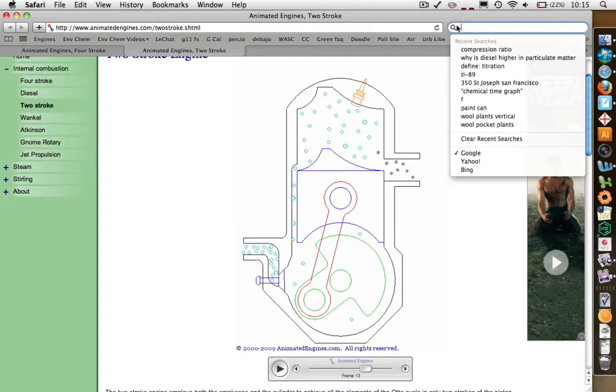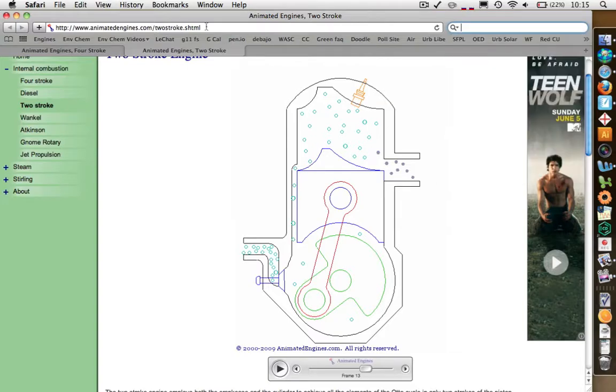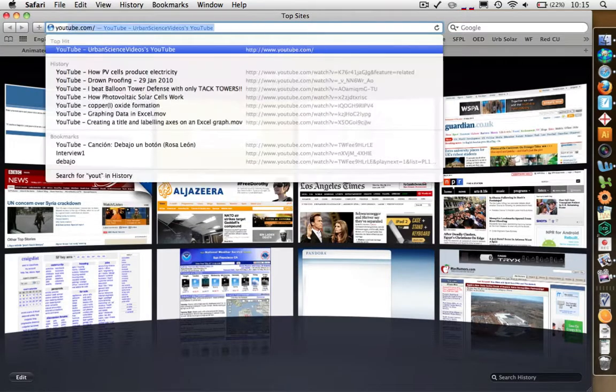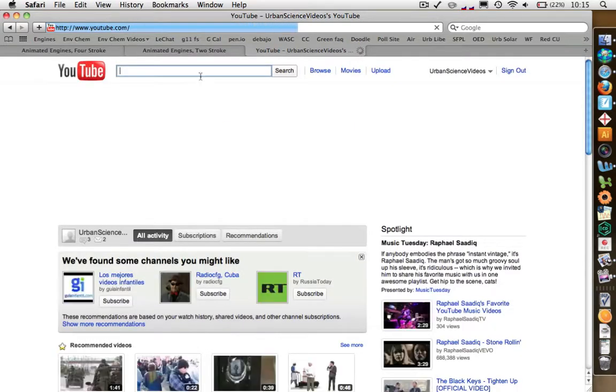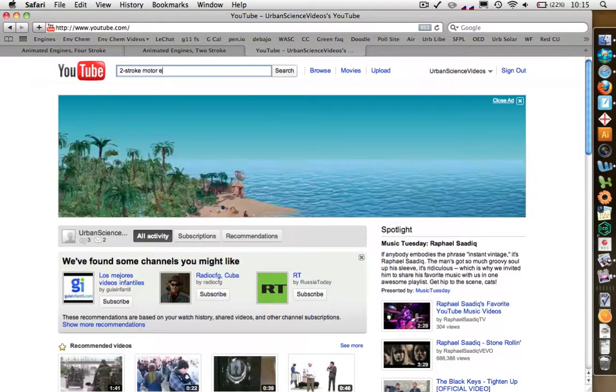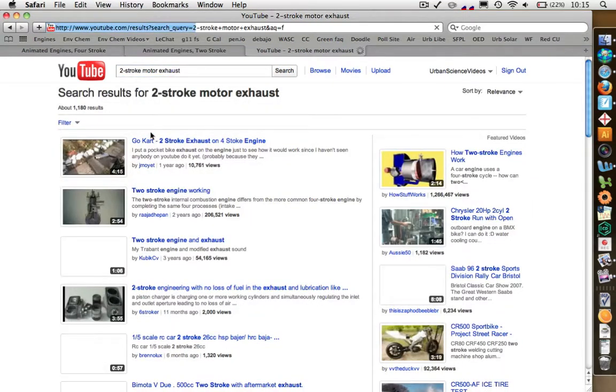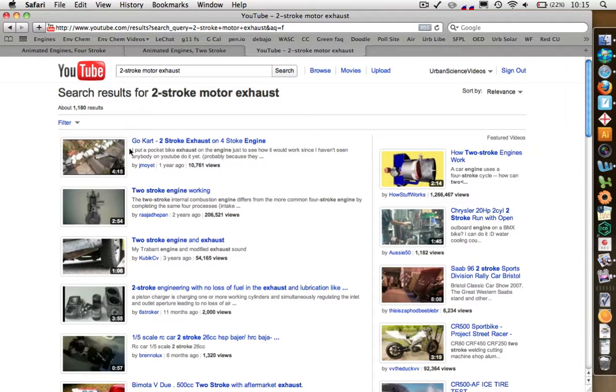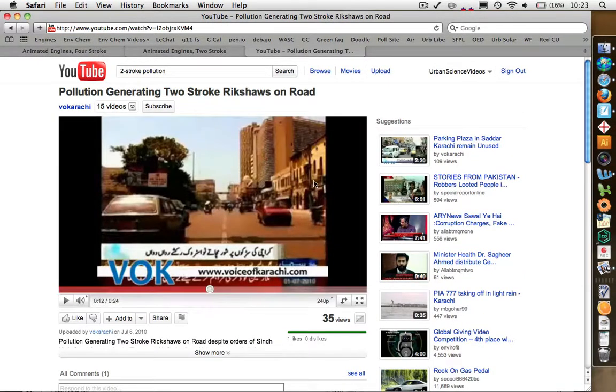So if we go to YouTube and just type in two-stroke motor exhaust, we should see something that looks blue because we're actually going to be seeing that oil from the bottom of the crankcase moving up into the top and combusting. So I don't know, let's see what happens here. Alright, so I pulled this up.